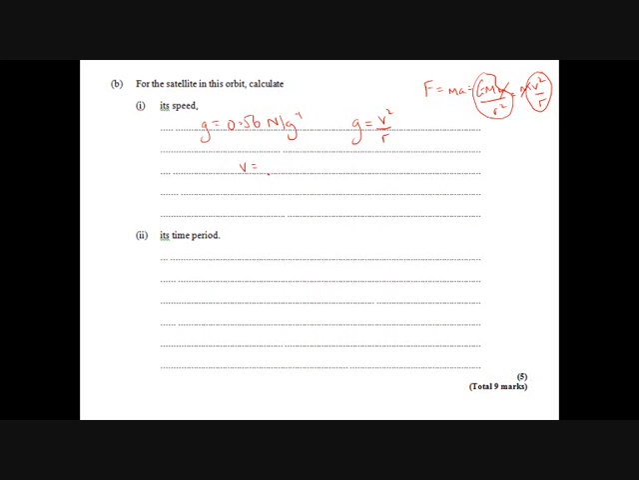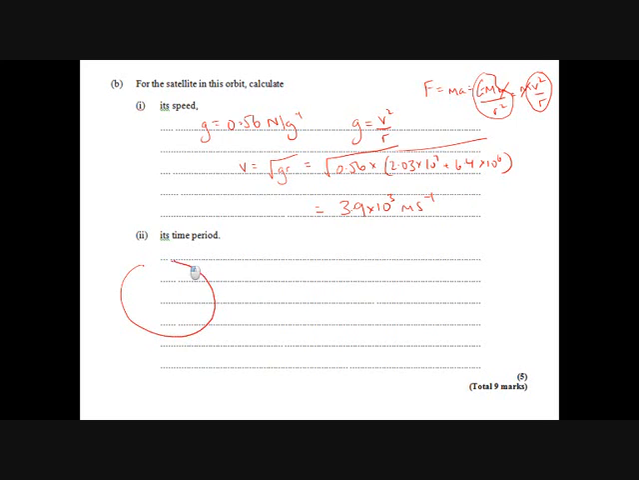equals the square root of gr, so that's the square root of 0.56 times our number we had before, 2.03 times 10 to the 7 plus 6.4 times 10 to the 6, and that gives you a velocity of 3.9 times 10 to the 3 meters per second.